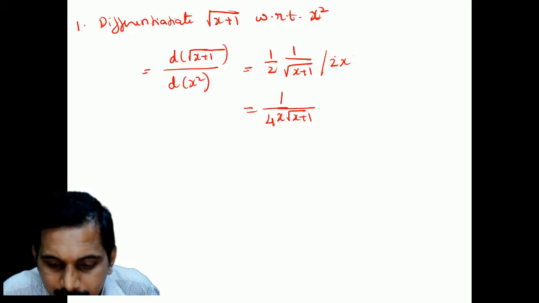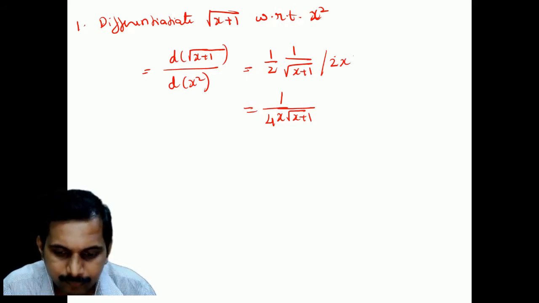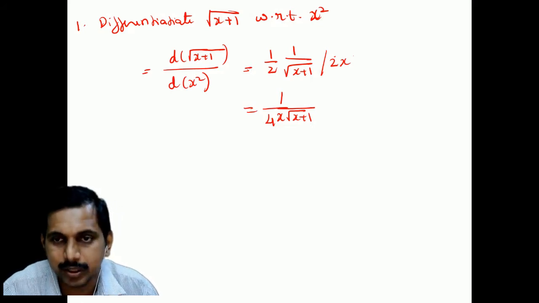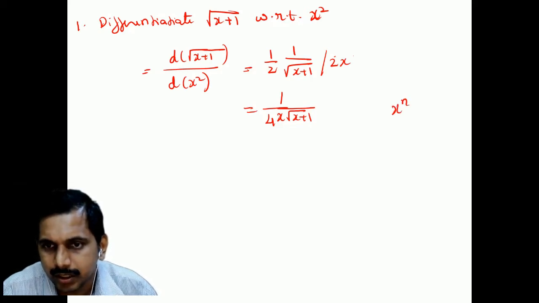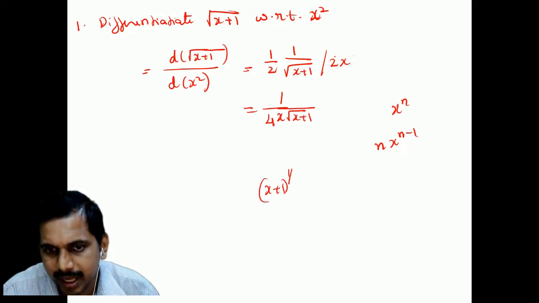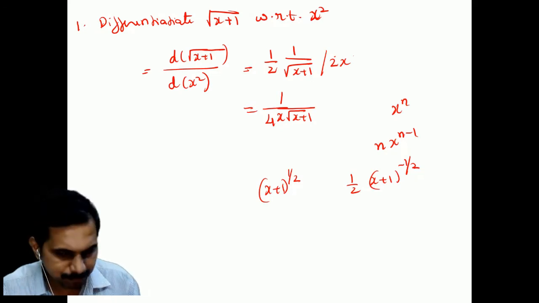Negative, right, sir? Negative x. Why negative? Differentiation of root x plus 1, that is the power 1 by 2 minus 1. What happens when you differentiate x raised to n? You write n into x raised to n minus 1. So here n is half. x plus 1 raised to half is the thing, so when you differentiate that, it is half into x plus 1 raised to minus 1 by 2. That is why it comes simple, easy.